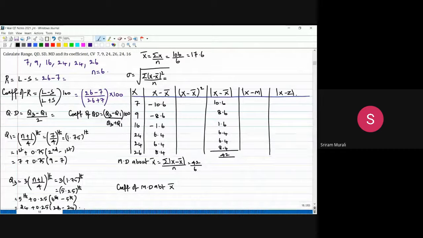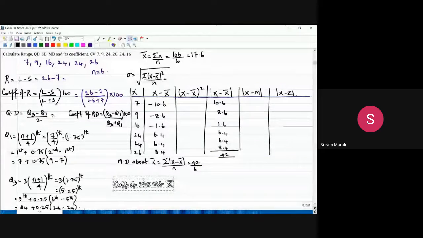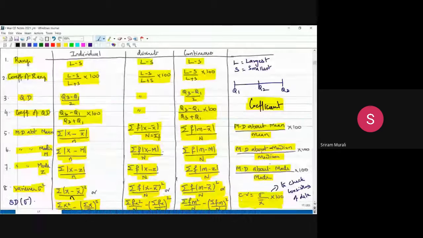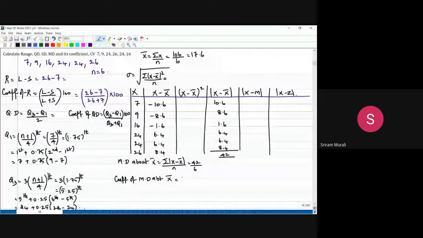Mean deviation about mean is 42 by 6. Coefficient of MD about mean, what is the formula? MD about mean by mean. That is the formula which I gave. So 42 by 6 divided by mean, it is 17.6, into 100. Have you understood the first part?